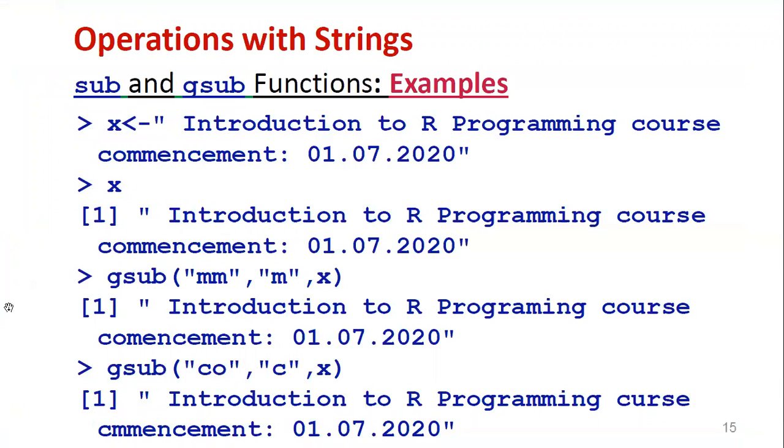Then some more examples. You can take another vector X. Initially we have taken: introduction to R programming course commencement. Here you want to replace some characters globally. Suppose commencement has double M, programming has double M. You want to replace double M by single M. Now you can see introduction to R programming, now it is single M, and commencement, single M is there. That is one substitution. Then another example, CO. See, course has CO, commencement has CO. You want to replace it by a single C.